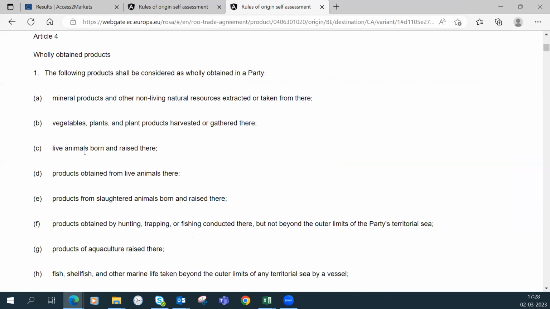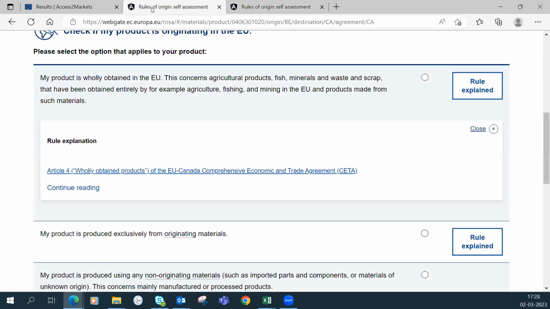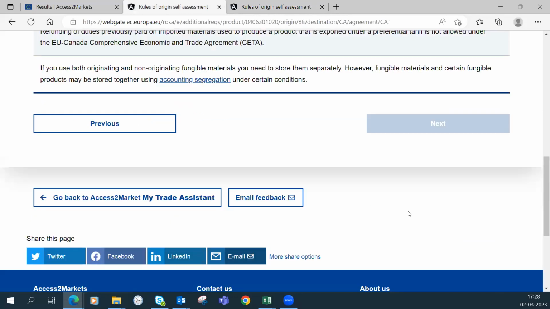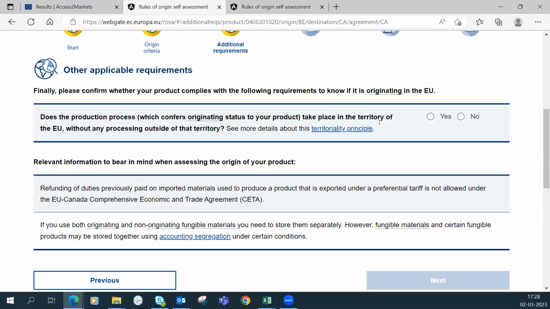Indeed, it's okay. It's a cheese product, so it's a product obtained from live animals. The milk was obtained from the live animal, and I made the cheese out of this milk, and I didn't import any product. So yes, my product fulfills the rule. I can click OK. It's a wholly obtained product. I go next. You have another question.